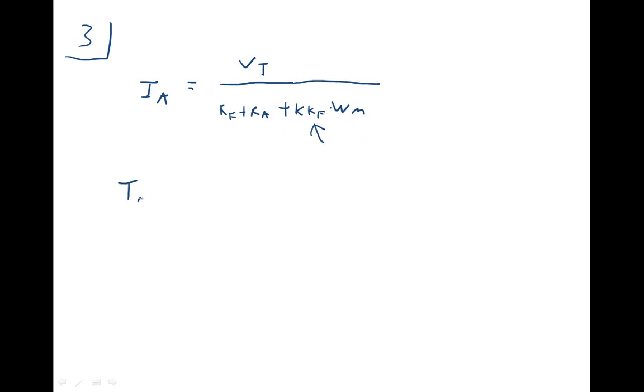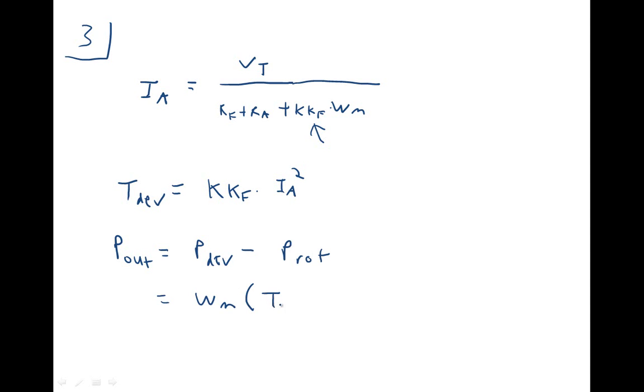Once you know KKF, you know that the developed torque has to be equal to KKF times IA squared. You just found KKF, you know IA, you know the developed torque. And then you have to find the output power. Well, we know that the output power has to be equal to the developed power minus the power due to rotational losses. Or, convert this into speed, we have omega m times the developed torque minus the torque due to the rotational losses.